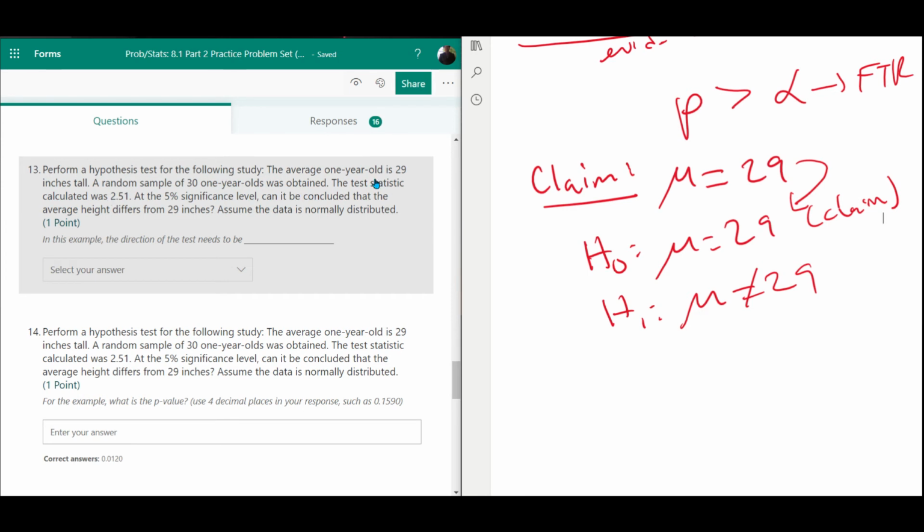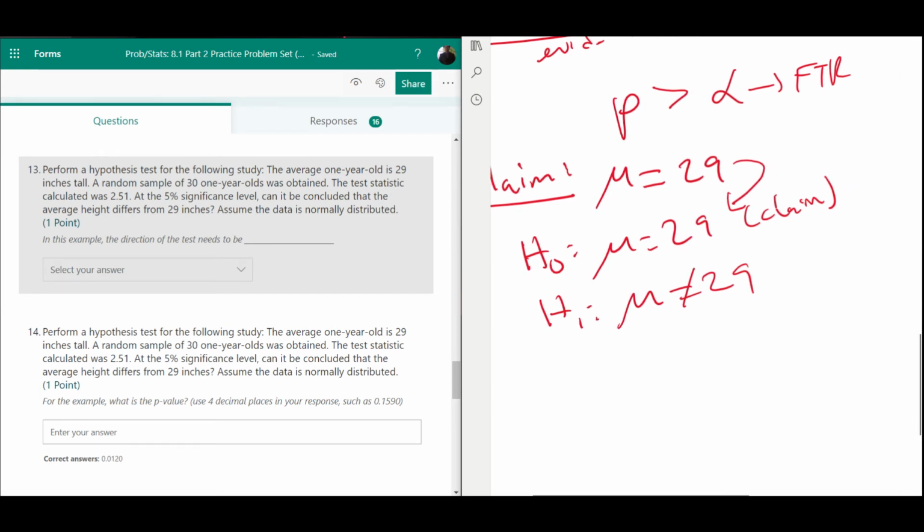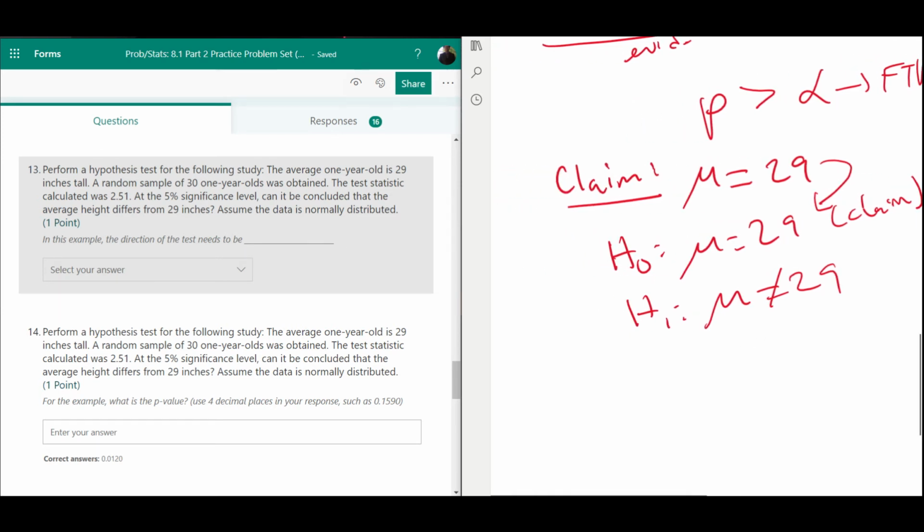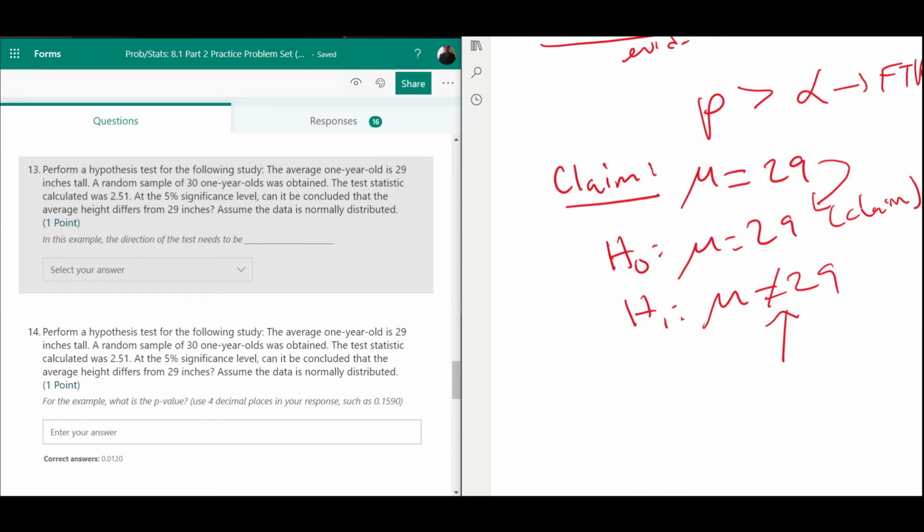Perform a hypothesis test for the following study, same study. It says, in this example, what is the direction? Well, if you look at the H1, that tells you the direction. So this is going to be a two-tailed test because it's not equal to. So you're going to select two-tailed test there.